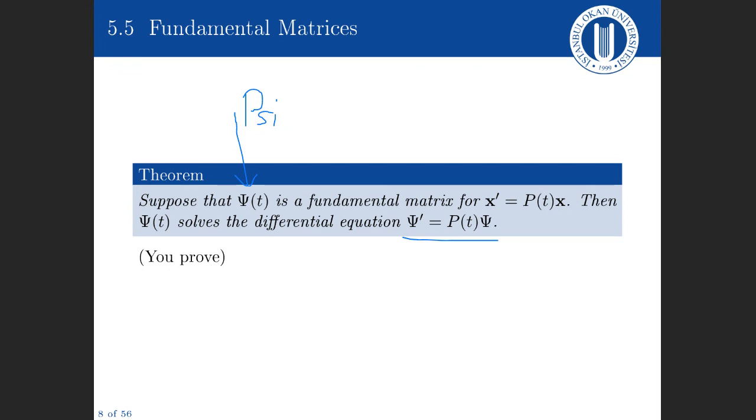Intuitively, this is easy to understand because each column of the fundamental matrix is a solution of the equation. Each column solves the equation, and we can guess that the whole matrix solves the equation. And in fact, that's true. I'm going to leave the proof of this theorem for you to write down. If I was giving homework for this course, I'd probably ask you to prove this as part of your homework. But we can't do that on a multiple choice homework, of course. But have a go. You should be able to write down the proof of this theorem.